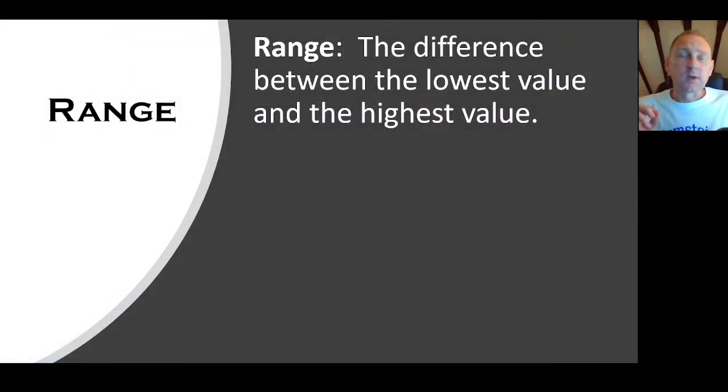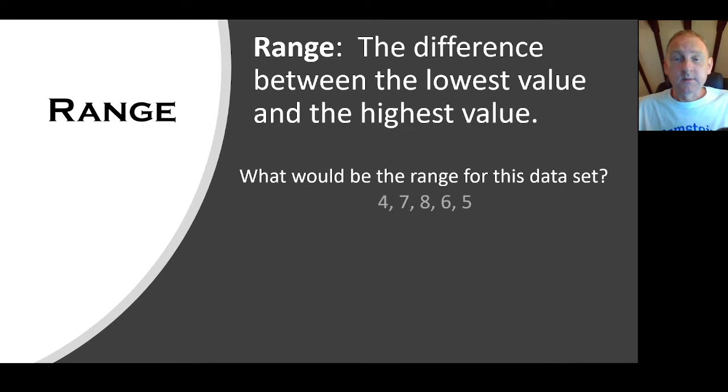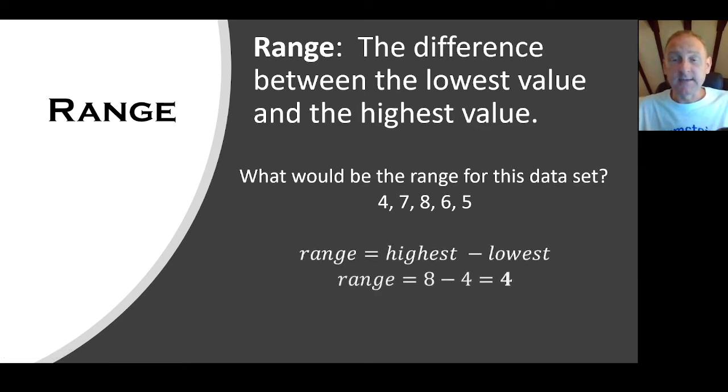First of all, I want to talk to you guys about range. Range is the difference between the lowest and the highest value. So if we've got this set of numbers for our data set, 4, 7, 8, 6, 5, the range is the highest minus the lowest value. Your highest value is the 8 and your lowest value is the 4, so the difference between the two of them is 4.